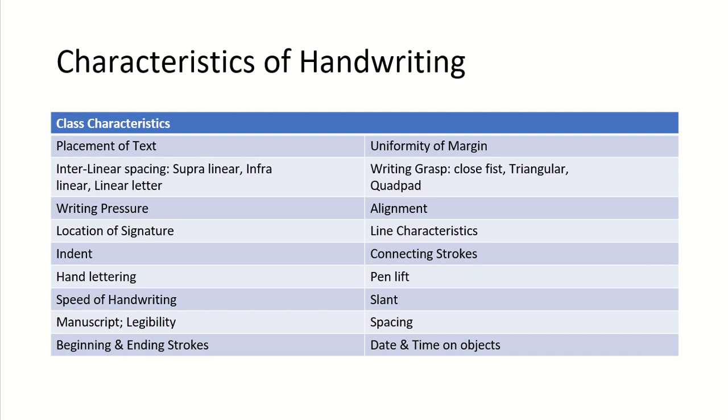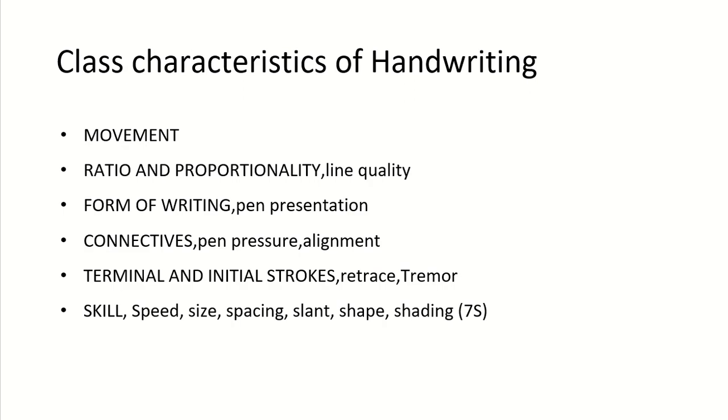The most common ones are movement, ratio and proportionality, which is of line quality, form of writing, pen presentation, connectives, pen pressure, alignment, terminal and initial strokes, retrace, tremor, skill, speed, size, spacing, slant, shape and shading. 7S.